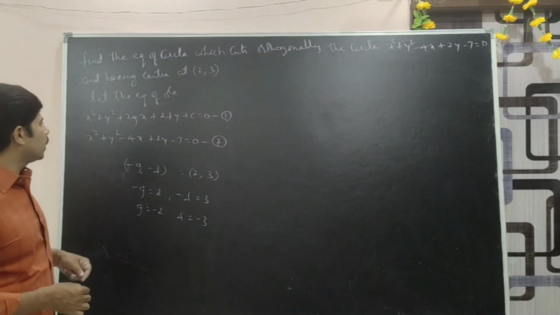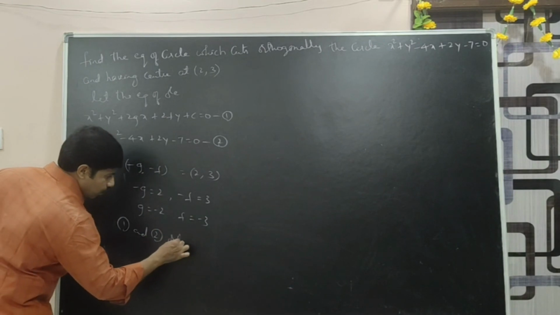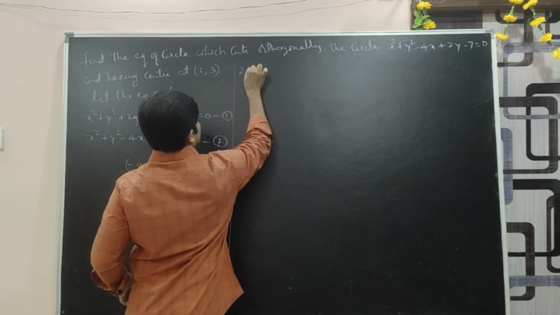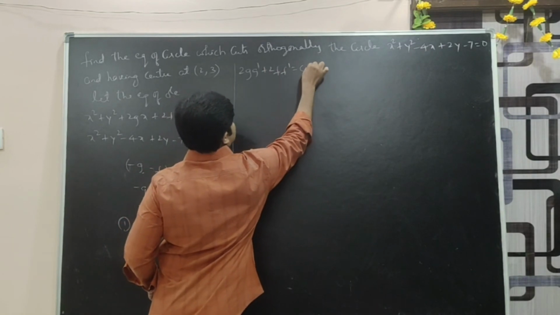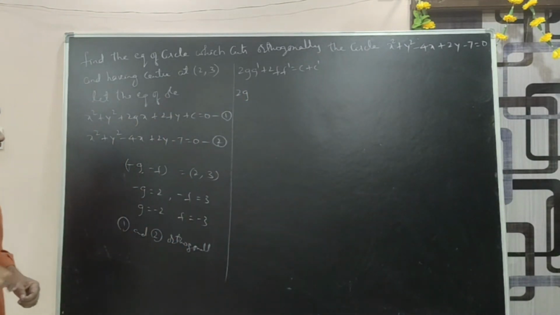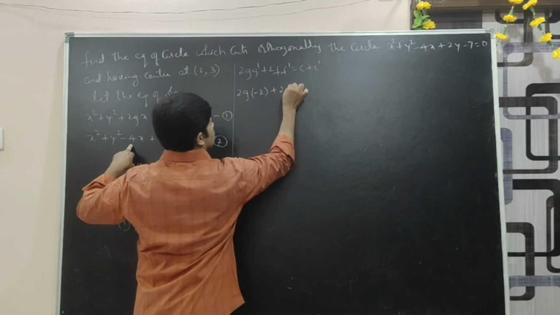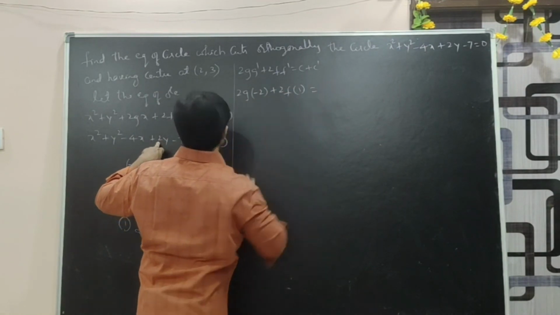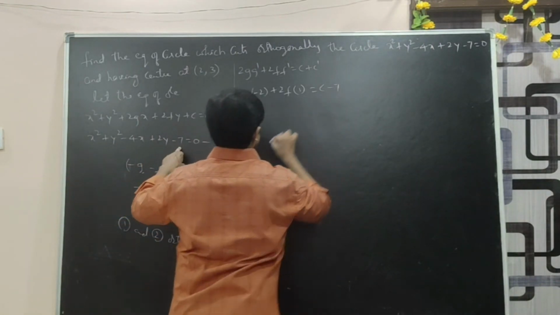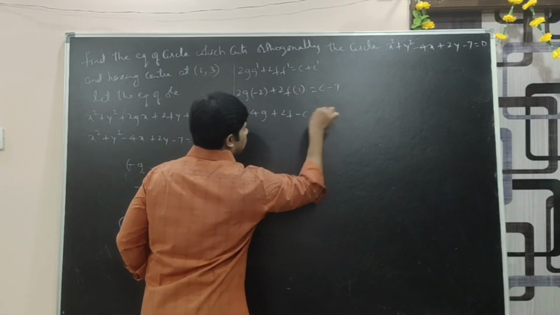Right? Now after getting these two, I apply the orthogonal condition to equation 1 and 2. What is the orthogonal condition? It is 2gg' + 2ff' = c + c'. So we will substitute. g' from equation 2 is −2, f' is 1, and c' is −7. So I get −4g + 2f = c − 7, that is, −4g + 2f − c = −7.